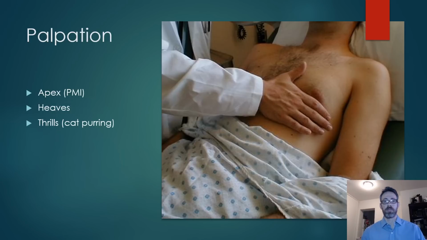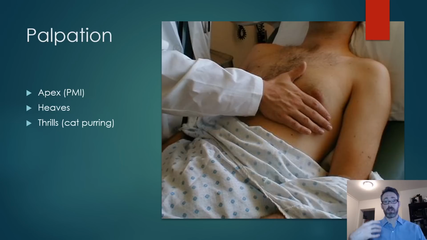Heaves. You could actually feel the heart beating and pushing up on the sternum or the chest. Typically to the left of the sternum, you can feel sort of a raising of the chest wall. And that could be indicative of an increased right ventricular hypertrophy or an enlarged right ventricle, especially since the way the heart's positioned, the right ventricle is close to the anterior chest wall there.